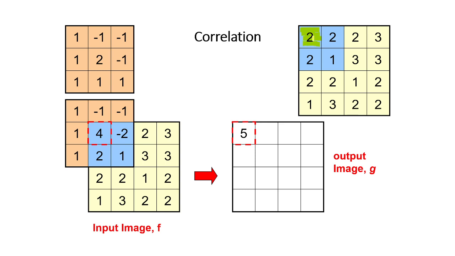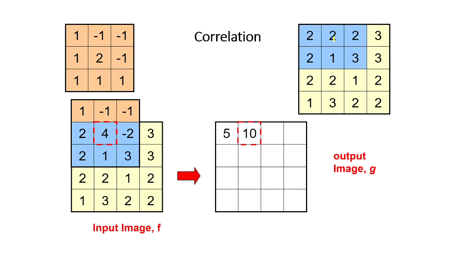Similarly, another value for this. For 2 to be the middle, its neighbor pixels are 2, 2, 1, 9, 3 and 2. Then apply the mask on that. So the same way, it is 2 into 2, and summing up you get 10, isn't it? So this means the 2 rows will sit on this.